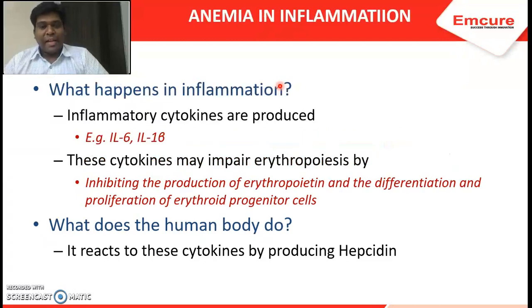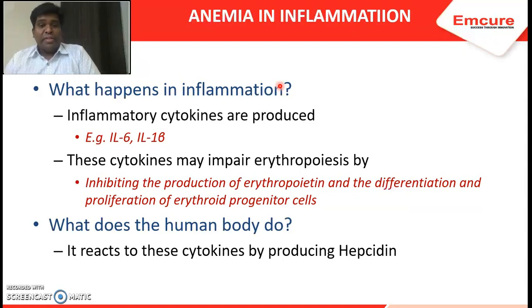So what happens exactly in inflammation? Why does anemia occur in inflammation? Whenever there is an inflammation, a lot of cytokines are produced. Some of the key cytokines produced are interleukin 6 and interleukin 1 beta. These are the prime cytokines which can impair erythropoiesis. So erythropoiesis will get disturbed whenever these cytokines are present in higher quantities in the blood. That is what is going to happen in inflammation.